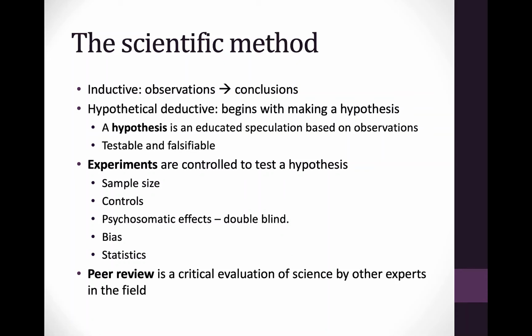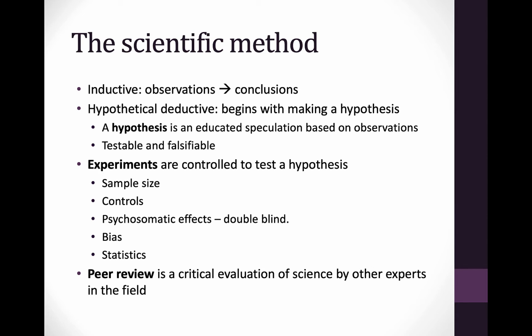Now, if you've taken any science class ever, you've probably seen the scientific method. And there are a couple of different types of reasoning that we see in science. The first type is called inductive. Inductive reasoning is when you look at a bunch of different observations, you take in information about the sights and the sounds and the smells, and then you draw some sort of conclusion. And this isn't something that we're going to see a lot of in biology.